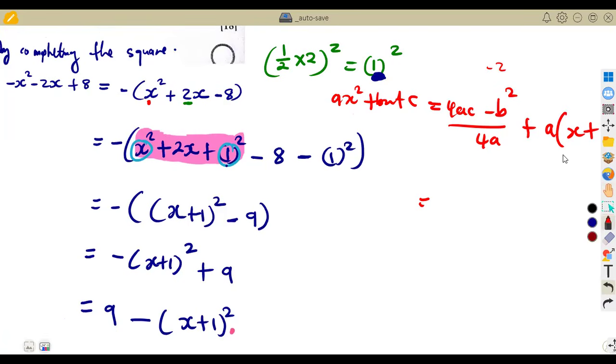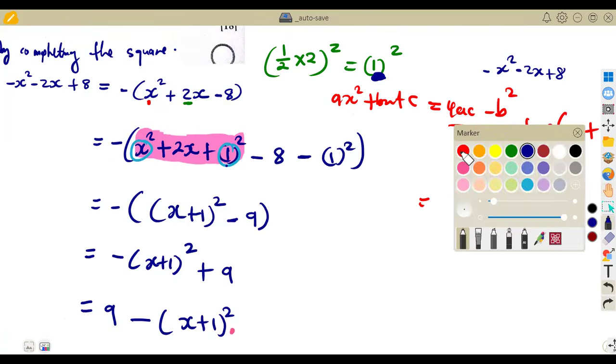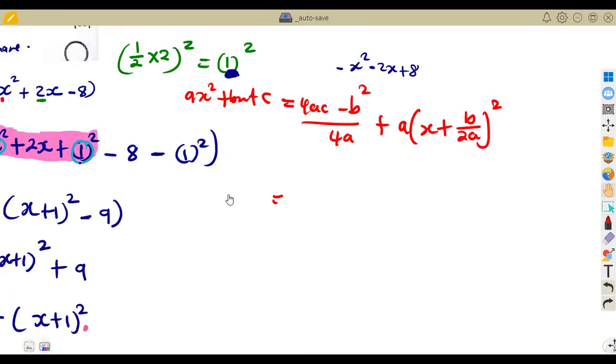This was minus x squared minus 2x plus 8. Before you change this to factorization, we are using it as it was before. So this was our quadratic.